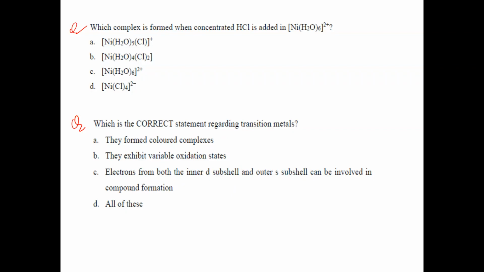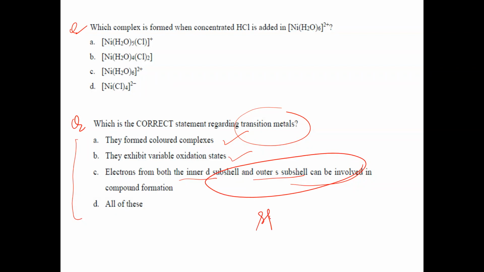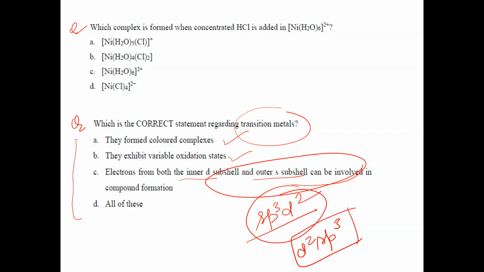The second one: which is the correct statement regarding transition metals? This is basically the properties of transition metals listed here. First is they form colored complexes. That is also right. They exhibit variable oxidation states. That is also right. Electrons from both the inner d subshell and outer s subshell can be involved in compound formation, because basically it is talking about the hybridization. You can see hybridization can take place in outer form also, and it can also form d2sp3. Basically the structure of both the hybridizations is tetrahedral, right? So all these statements are correct.